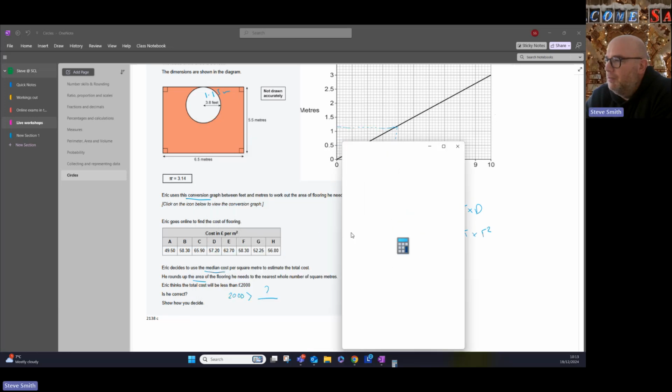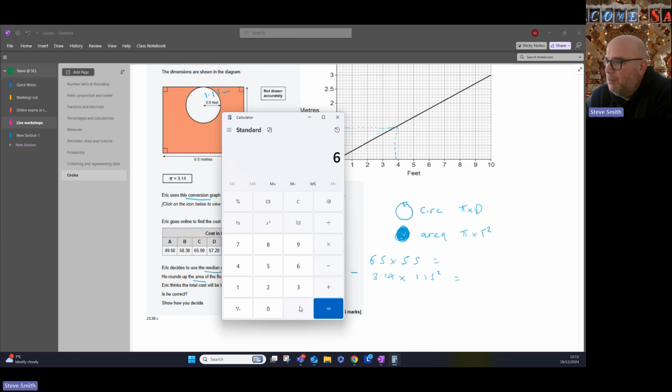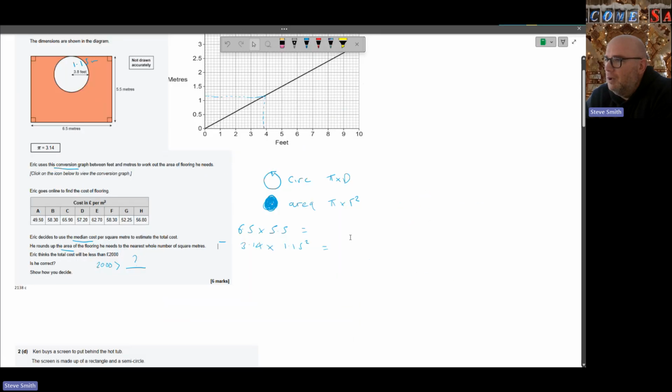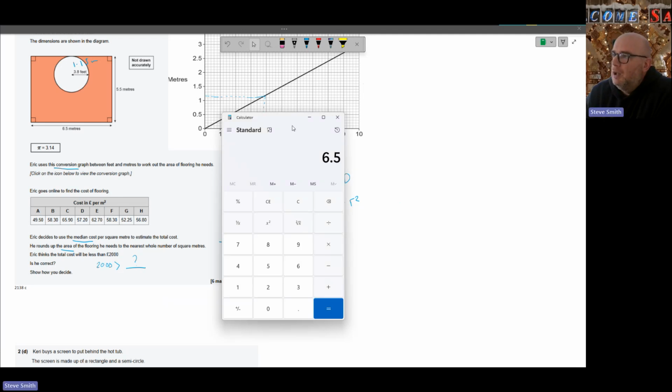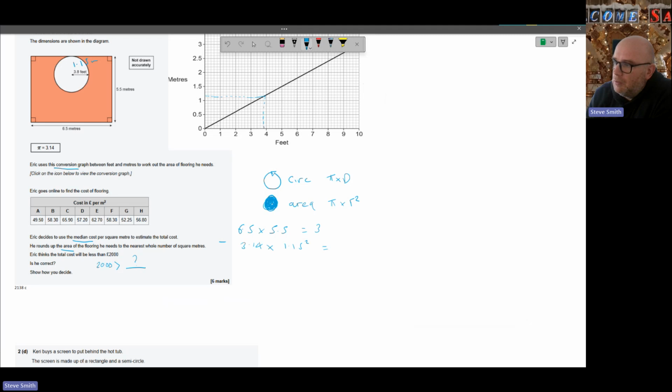We've got the big one. It's going to be right away, isn't it? Yep, of course, 6.5. Oh, I can make that bigger, can't I? I can put that on there. There we go, full screen. Now my calculator's bid. 6.5 multiplied by 5.5 equals 35.75. 35.75 for the full orange area, including the circle.